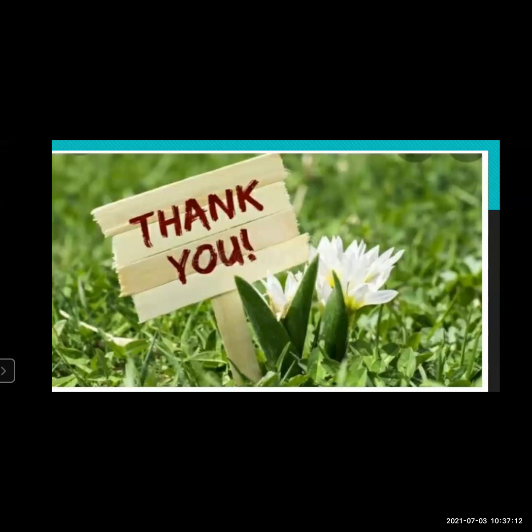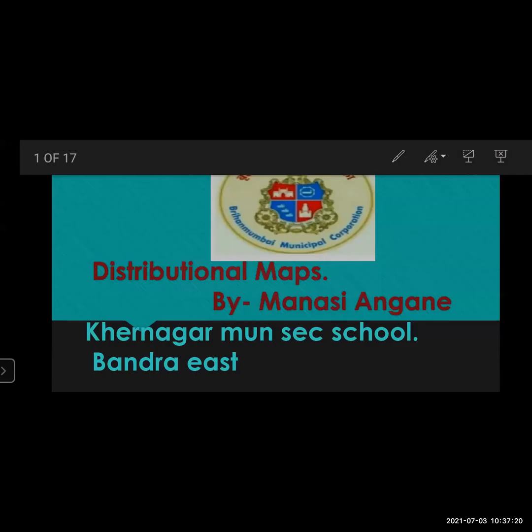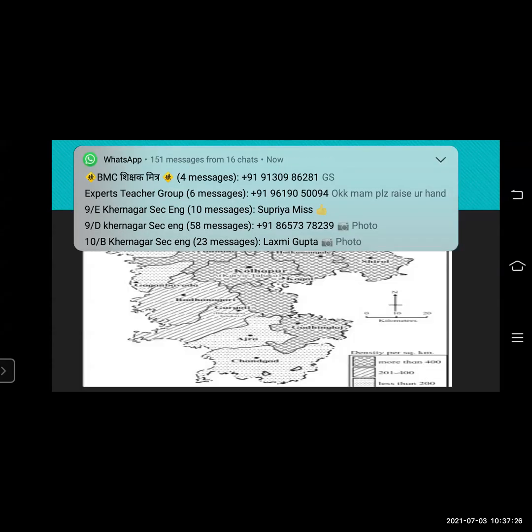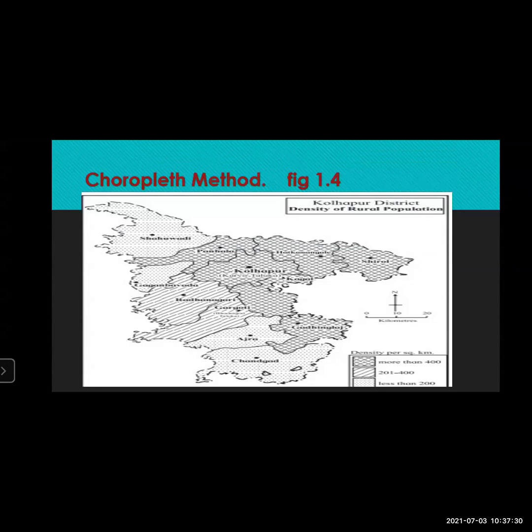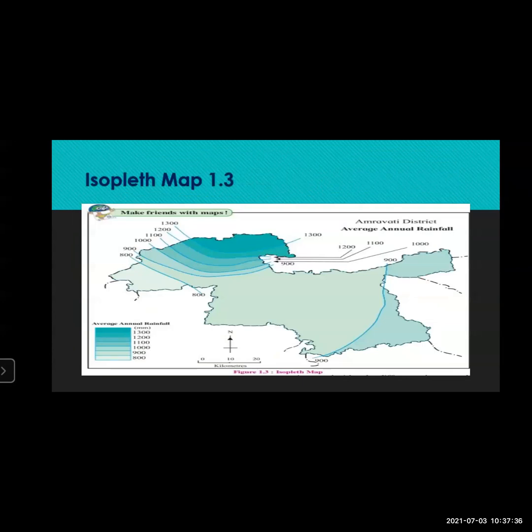So, just a revision part of it. We have started with the lesson, then we have done the recall part, then we have done the choropleth map, figure 1.4. We have done question and answer. We have seen what is contour and isobars, which is related to the isopleth map. We have done isopleth map 1.3.